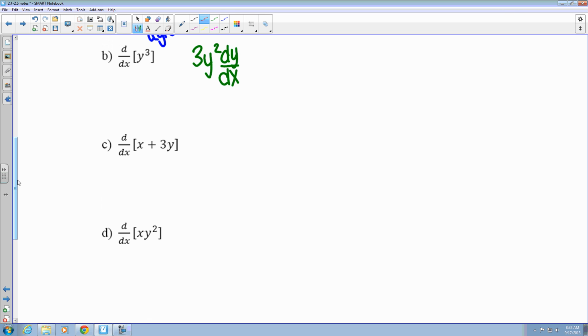So in C, we do have an x term, so that one is basic, that's just 1. And then we have to multiply on 3, but because it was a y, we have to do dy dx on the end.